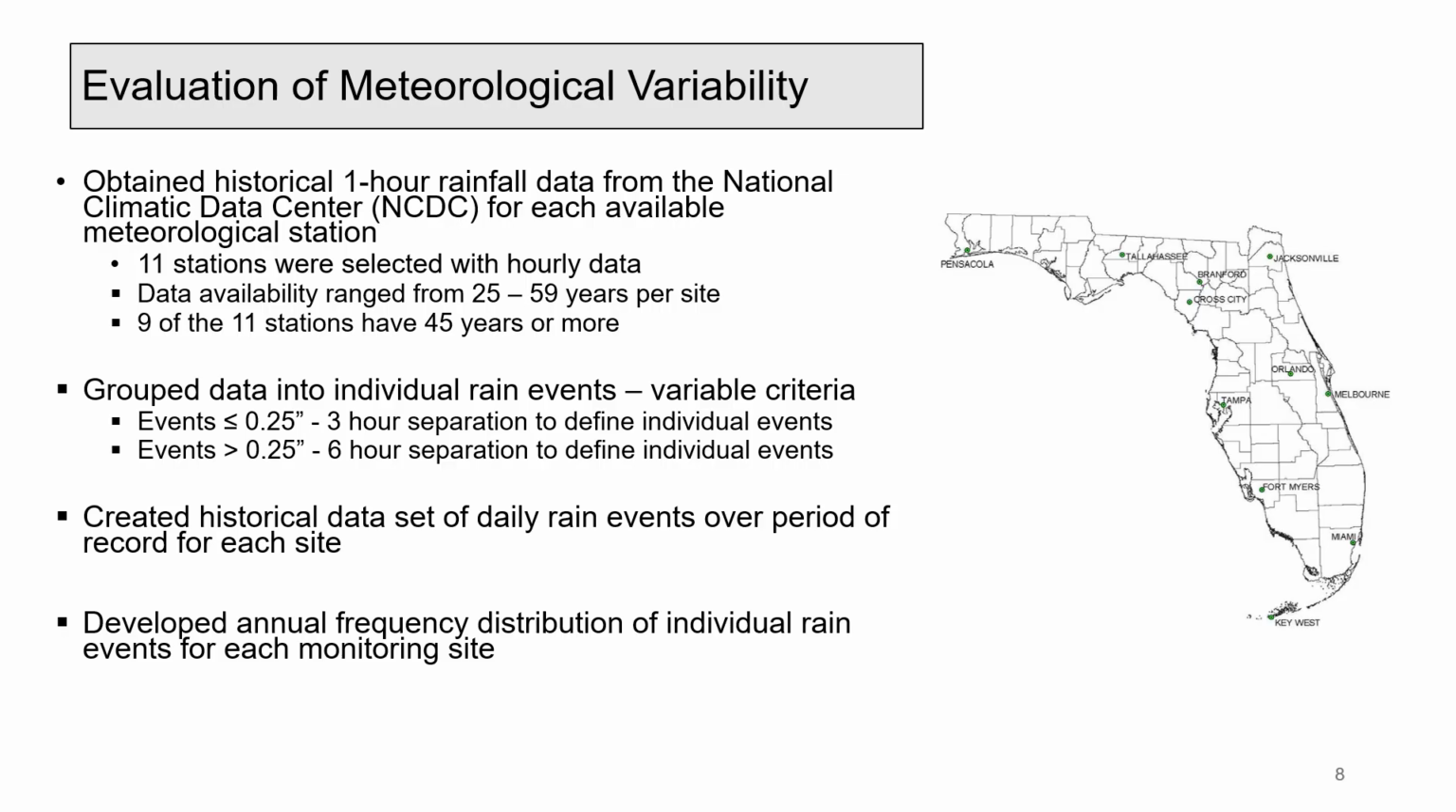This meticulous grouping allowed us to create a comprehensive historical data set of daily rain events, spanning the entire period of record for each selected site. From this, we then developed annual frequency distributions of individual rain events for every monitoring location.